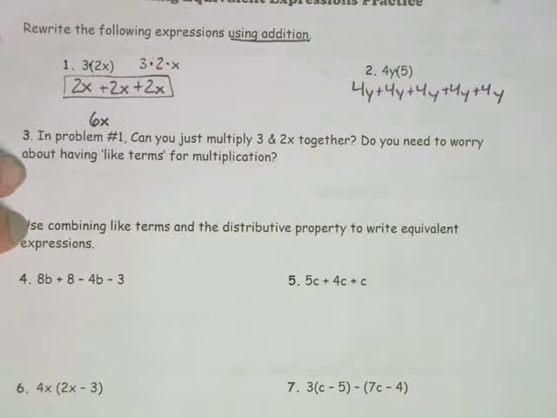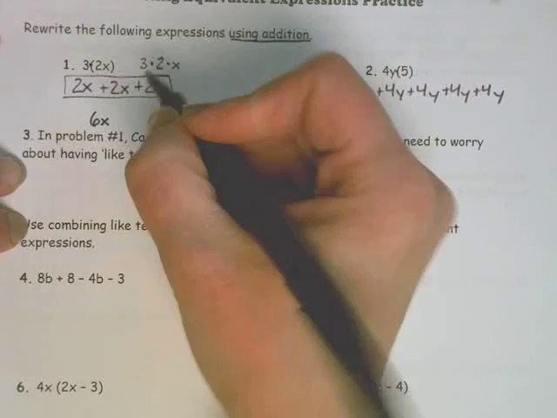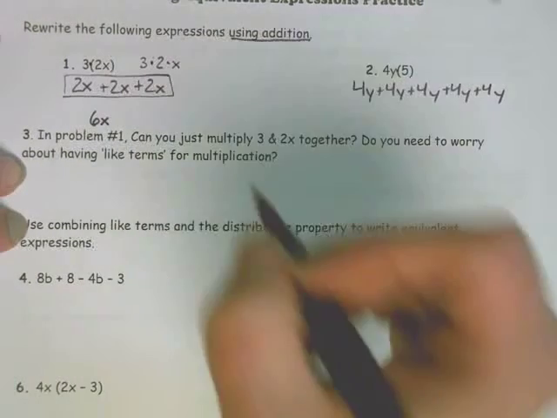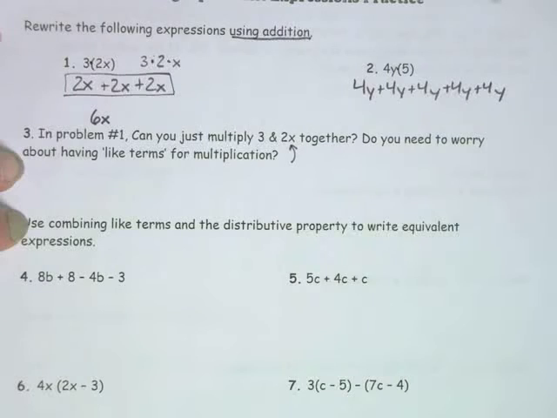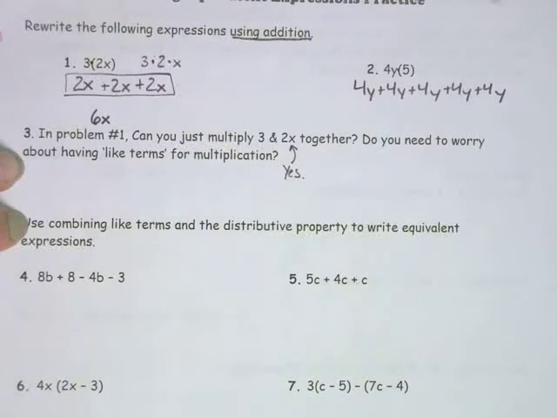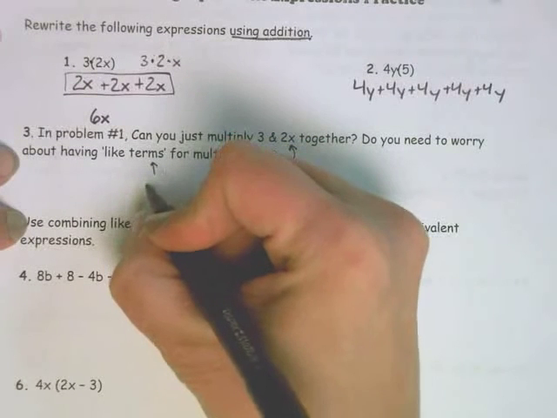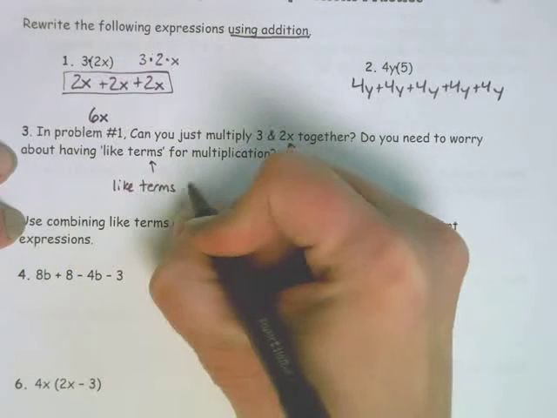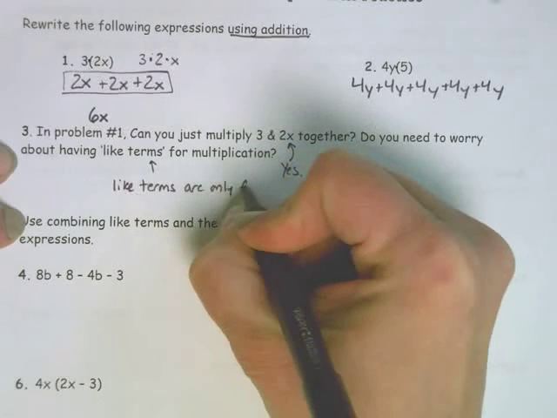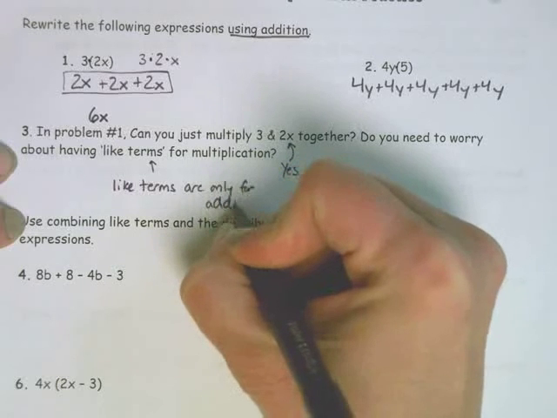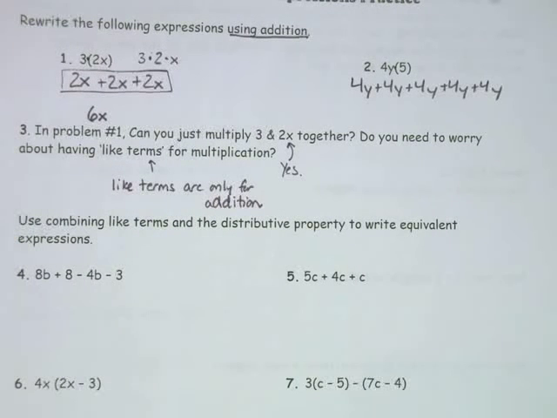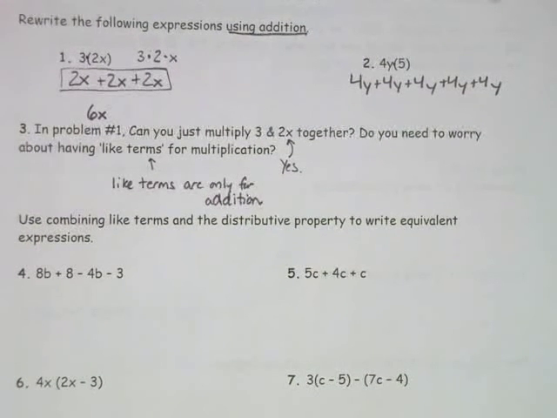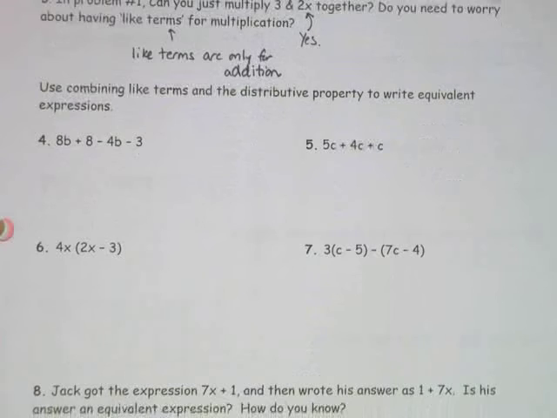So with multiplication, they're not terms. We don't have to worry about like terms. You just multiply anything together that you can. So could I just multiply this 3 and 2x together? Yes, I could. Do I need to worry about having like terms? No. Like terms are only for addition. We only need to worry about that for addition, not when we're multiplying. You just multiply everything together. All right, so at this point, I'm going to have you try this practice on your own.